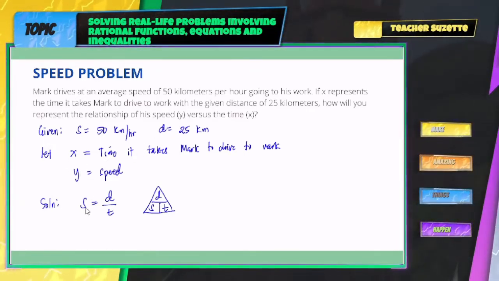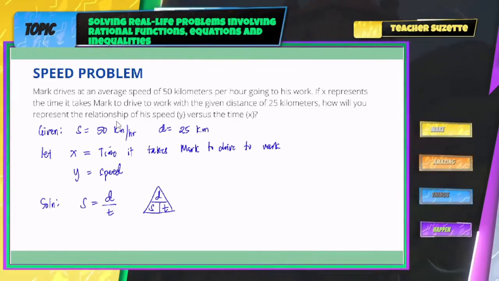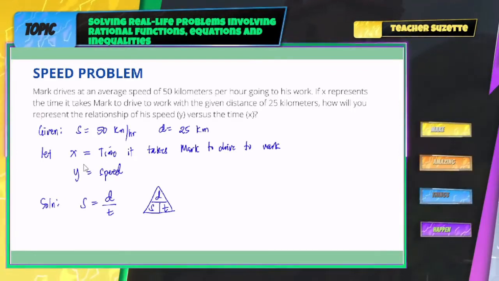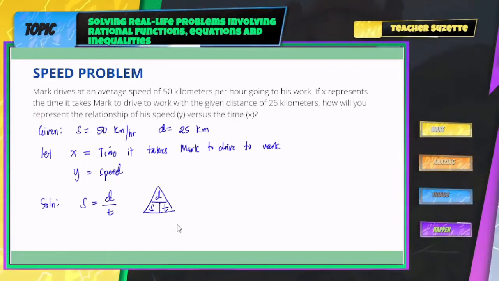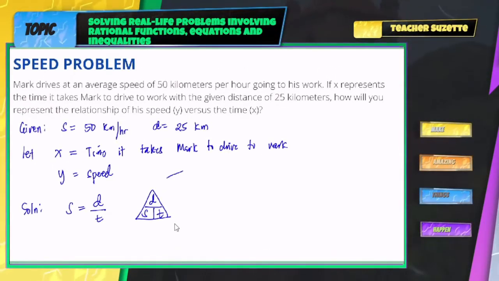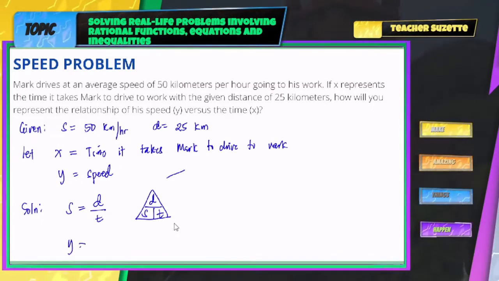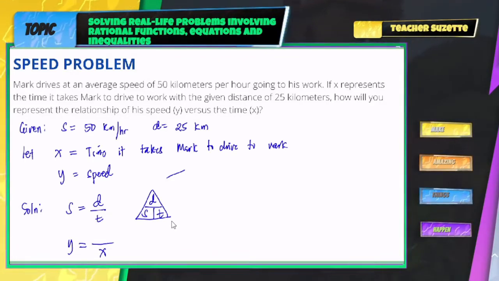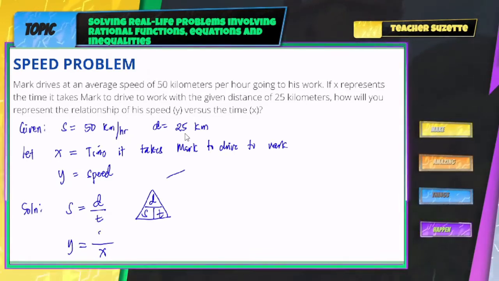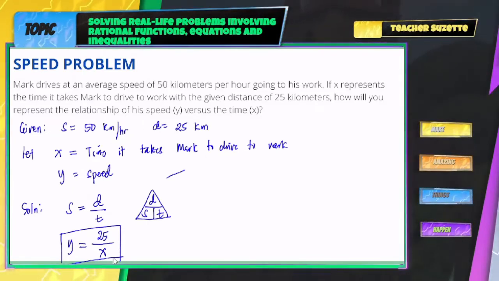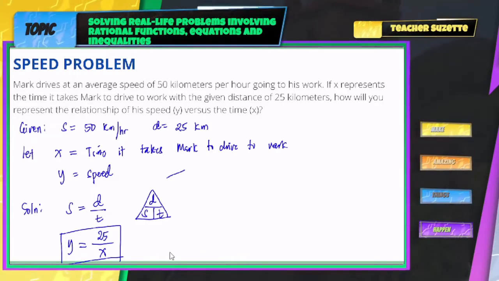So, we're trying to come up with the relationship between the speed and the time. Therefore, our speed is equal to y and our time is equal to x. So, papalitan natin siya dito sa ating pinaka-formula na speed is equal to distance over time. That will be equal to y is equal to our time, x, and base sa ating given or known, we have the distance of 25. So, therefore, ito na po yung ating equation na gagamitin or representation relationship between the speed and time.